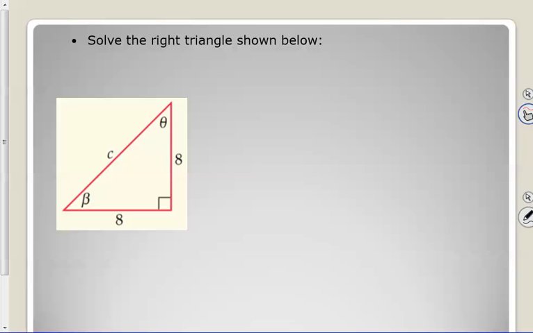Now, let's solve this one. You can do this. This is pretty simple. Let's look at what we got. Oh, this is easy. What kind of triangle is it? It's an isosceles right triangle. So off the bat, theta is 45. Beta is 45. And side C, well, side C is going to be 8 radical 2.